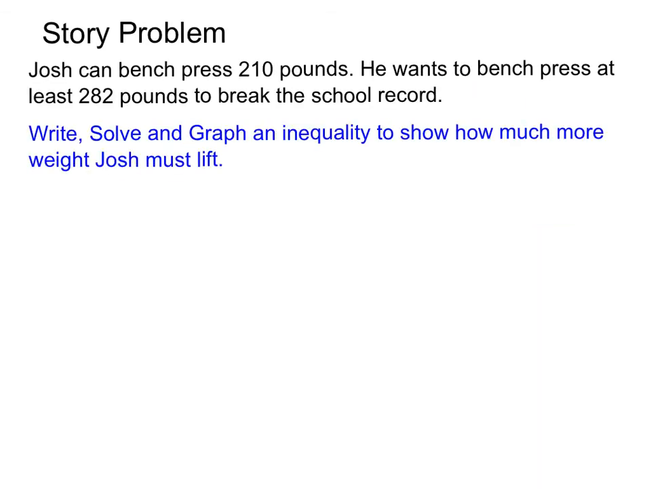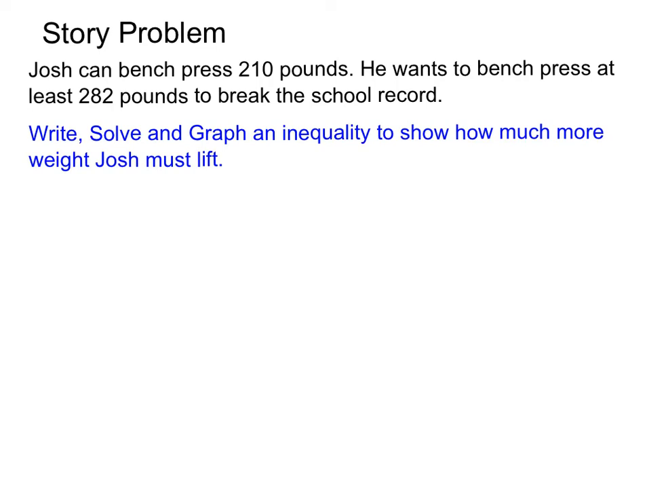And so the last thing that we have is a story problem. So we're still going to use those trigger words that we have to help us write and solve the inequality. And so Josh can bench press 210 pounds. He wants to bench press at least 282 pounds to break the school record. And so what we want to do is write an inequality that would represent this. And this is how we would do this.